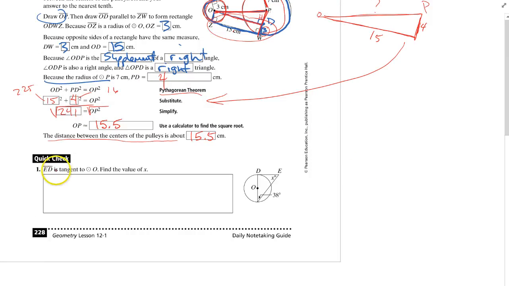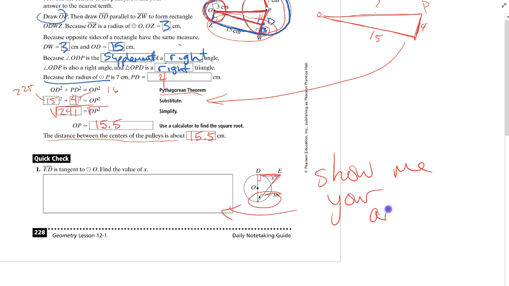Now, how about this one? ED, tangent to O. Ooh, so what do you know about this guy right here? Yes, and if you know this angle right here, we're trying to find the angle measurement for x. So do that and show me your answer, please.